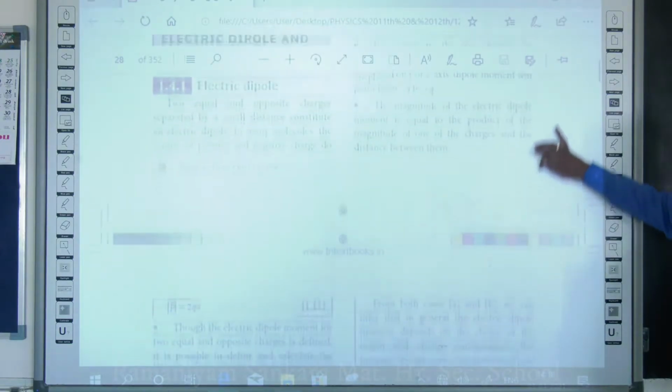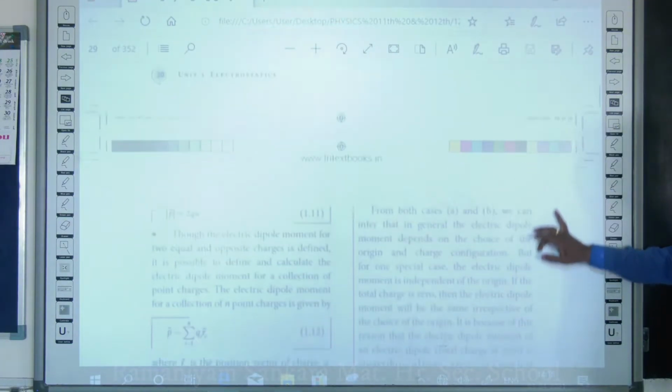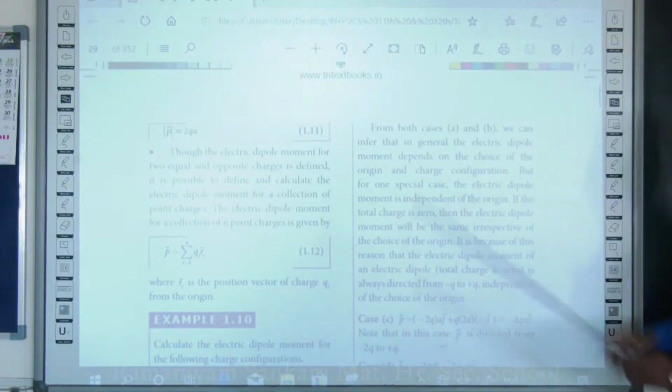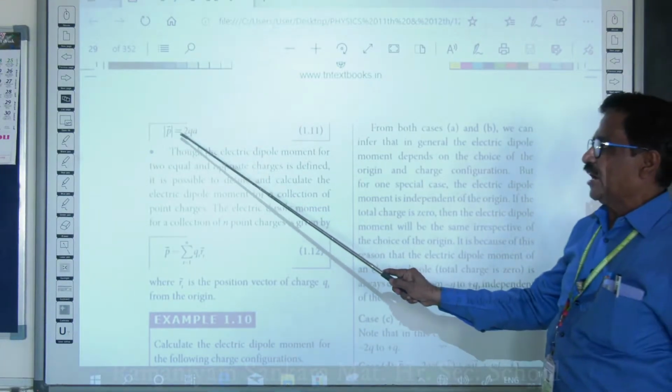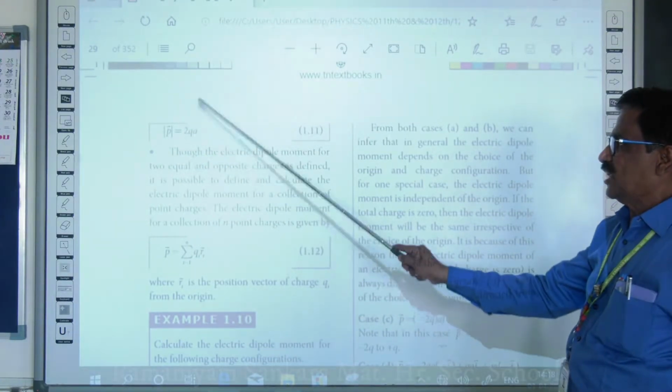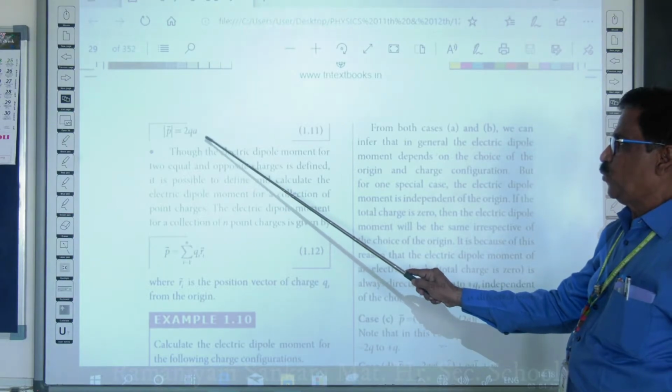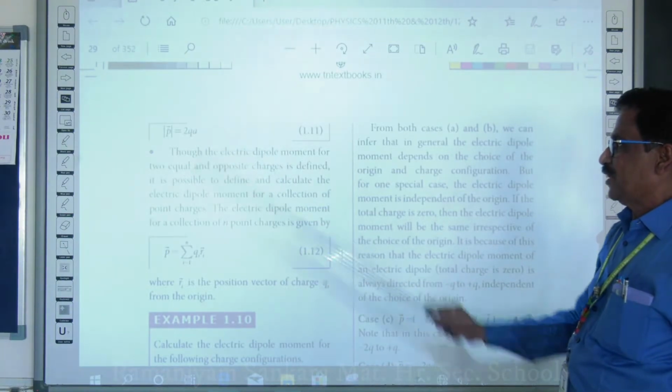Okay, then we go to the next part. So that is given in the formula. P vector is the electric dipole moment. We take it as modulus, equal to 2qa. We are not writing i cap here.